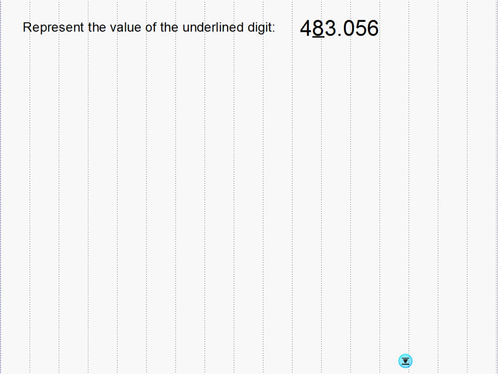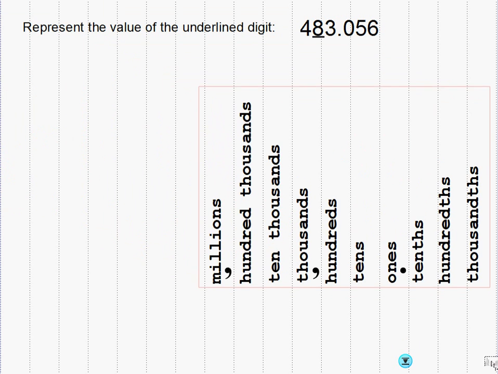Represent the value of the underlined digit. You might have worked a problem like this before with a whole number amount, but you can see that this number here contains a decimal. Even though it contains a decimal, this is still a place value problem. So let's go ahead and bring in a place value chart.